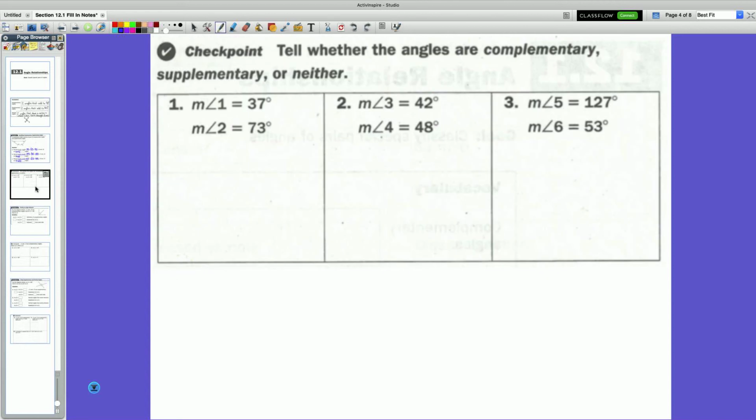All right, the video is going to pause. I want you to try these checkpoints on your own. Enter your answers over on the right-hand side and then hit continue to see how you did.